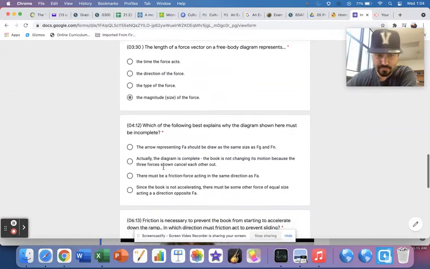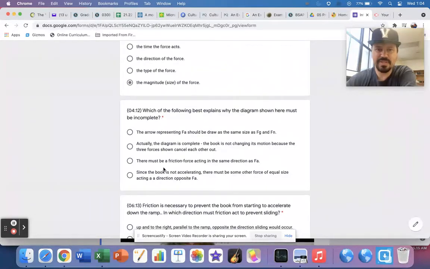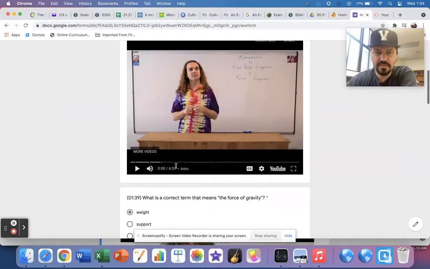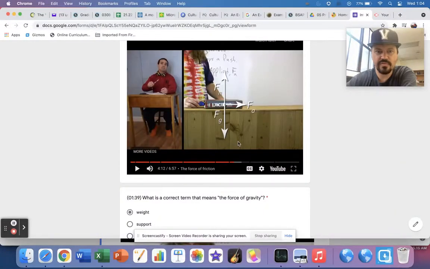412, which best explains why the diagram shown here must be incomplete? Well, let's look. All right, here is 412. All right, he's pushing to the right. He's applying a force, and yet the dictionary is not moving. So there would have to be some kind of force. Which way? The answer is left. Some kind of leftward force that's keeping it from moving, something that's balancing out this applied force.